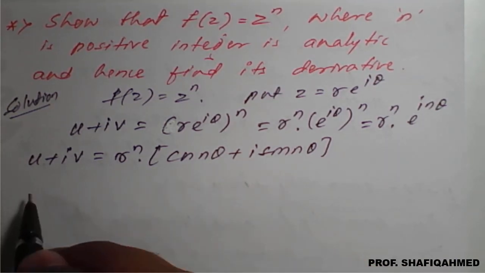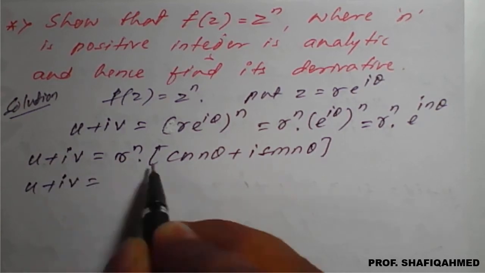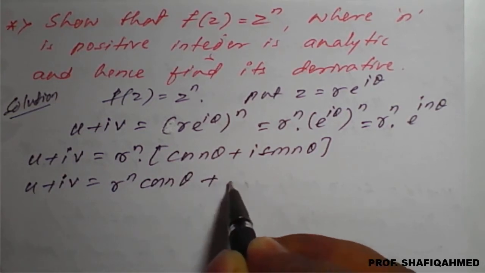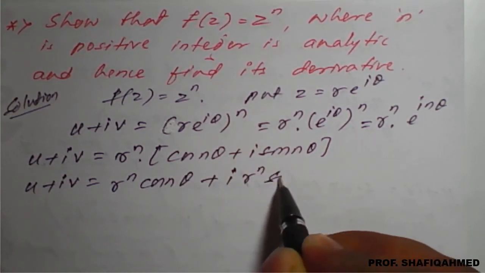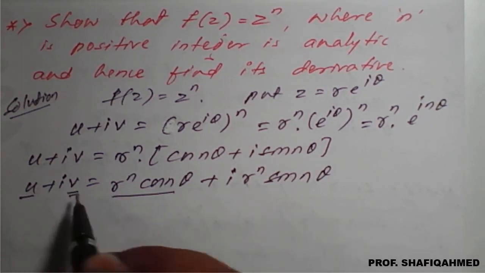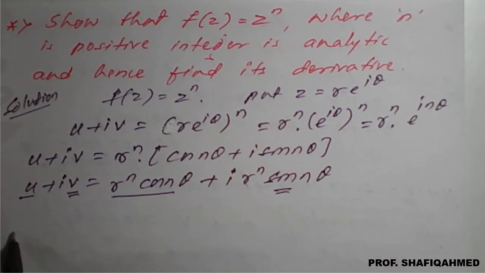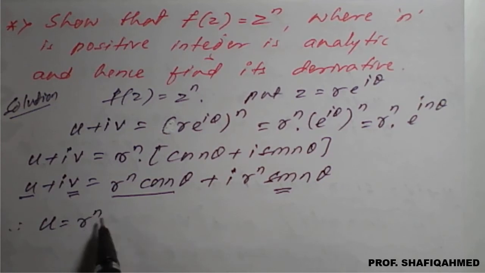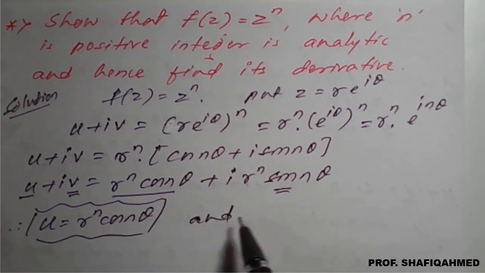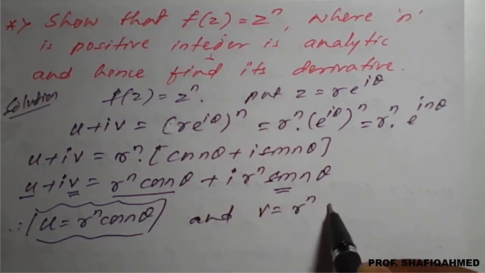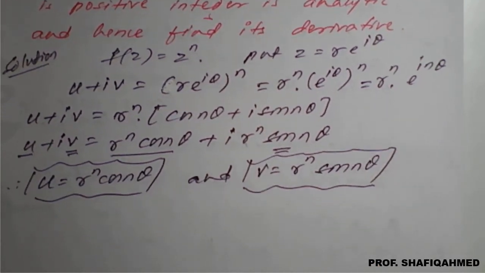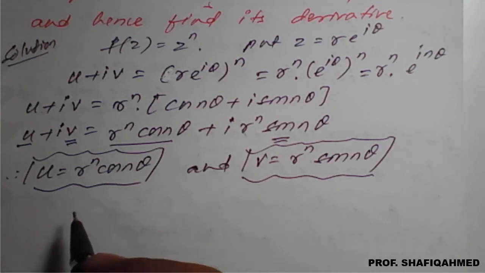Once we get this, I will separate it: u plus iv is equal to r raised to n into cos of n theta plus i times r raised to n into sine of n theta. You can see here the real part and this is the imaginary part. Therefore u is nothing but r raised to n into cos of n theta, and v is nothing but r raised to n into sine of n theta. So we got the u value and v value. Once we get u and v, we need to go for differentiation.